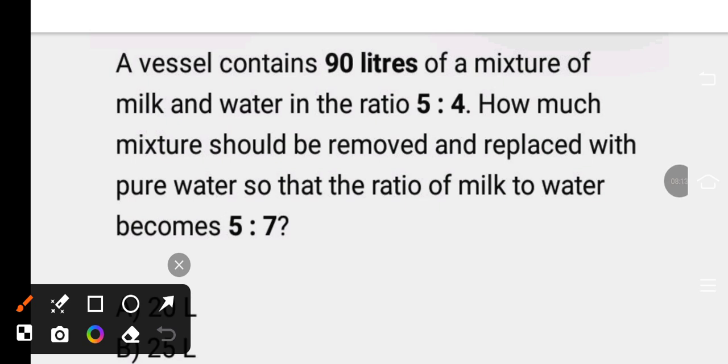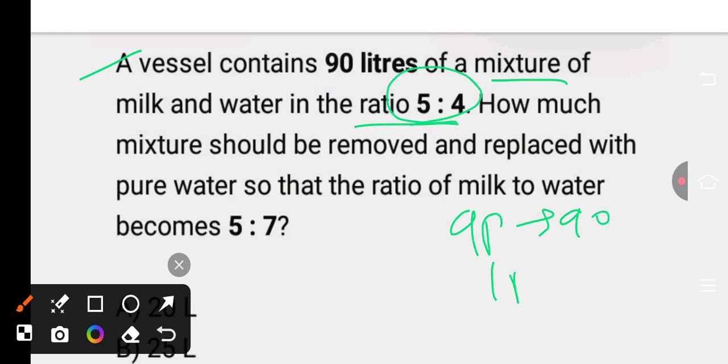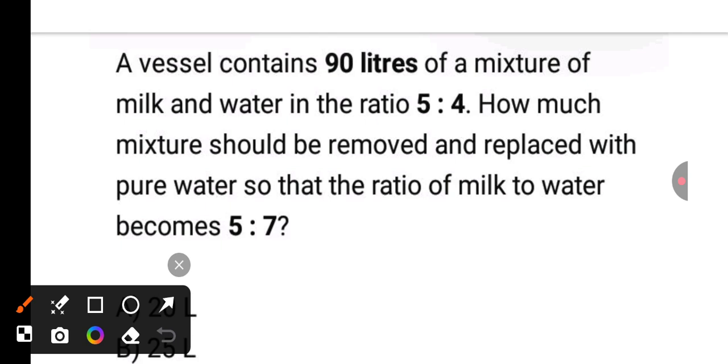See, the next important one. A vessel contains 90 liters of mixture of milk and water in the ratio of 5:4. First find the quantity of milk and water. 5 plus 4 is 9. 9 parts equals 90, so 1 part equals 10. It means 5 into 10 is 50, and 4 into 10 is 40. Then milk equals 50.